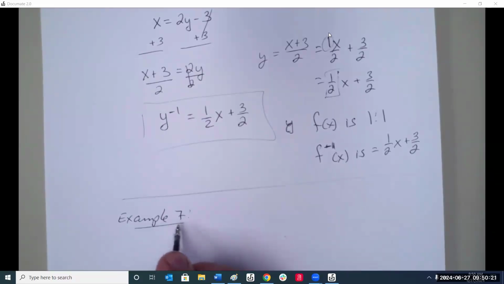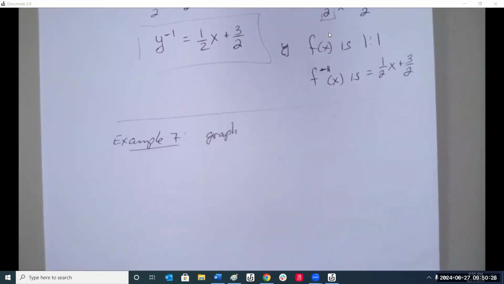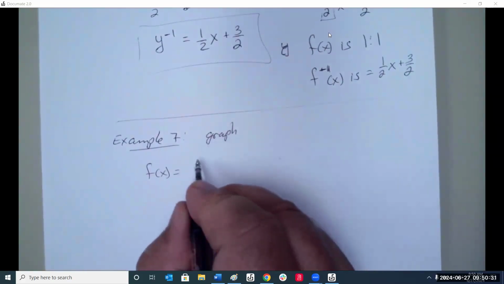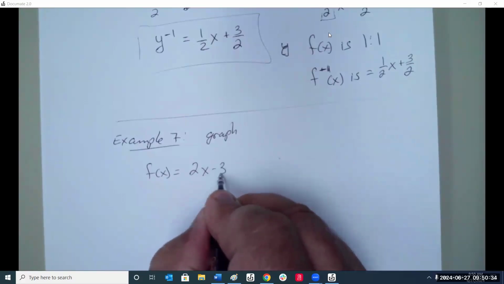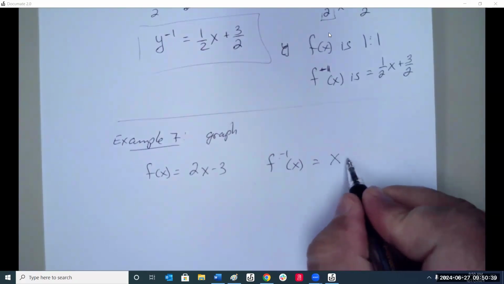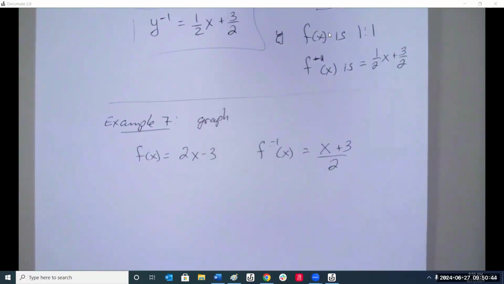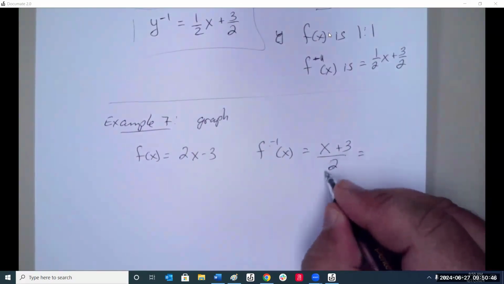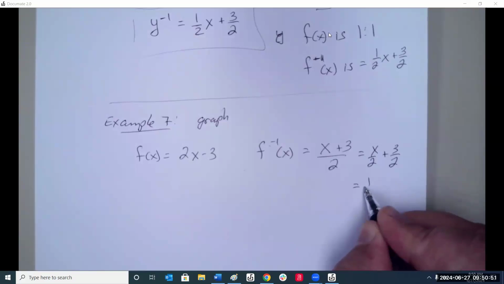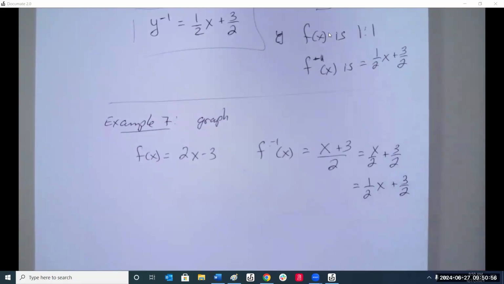Example 7. Graph the two functions that we just did. x plus 3/2, which, because it's a monomial, we can split them up. And we know that our slope is 1/2 and our y-intercept is 3/2.